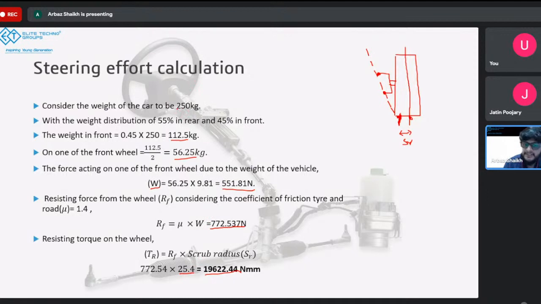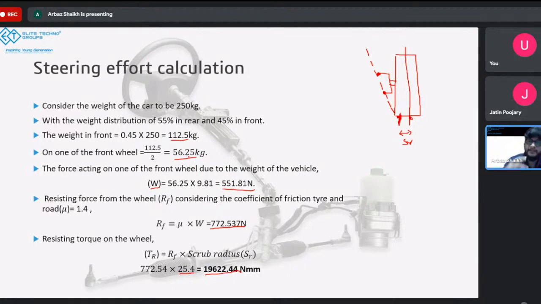Initially, we considered that the weight of the vehicle was 250 kg, right? 55% of that weight was on the rear wheel, 45% of that weight was on the front wheel. So the weight on the front wheels becomes 45% of 250. That is 112 kg, and that was for the 2 front wheels. For one of the front wheels, it will be 56.25 kg. Now, this is the mass which is acting on one of the front wheels.